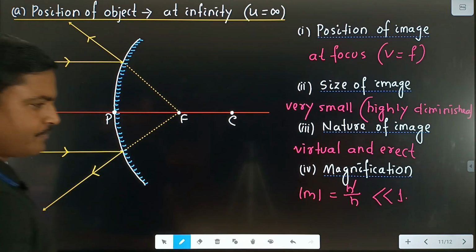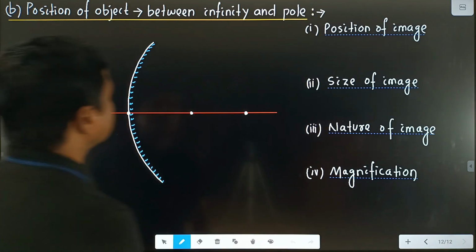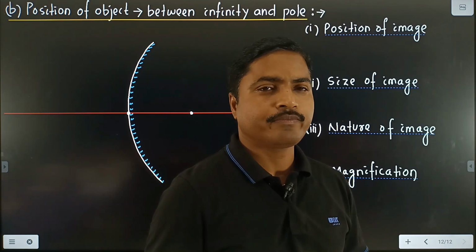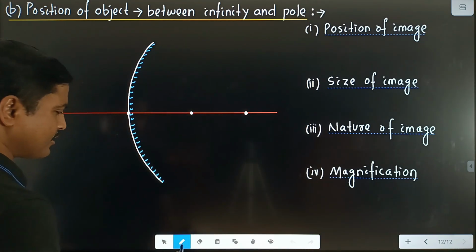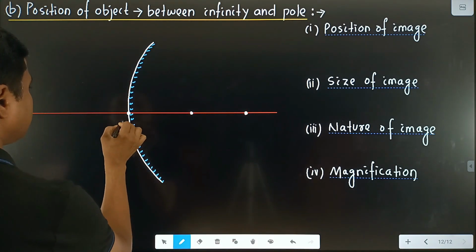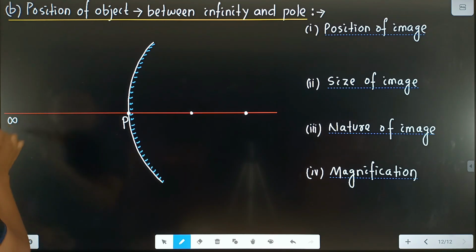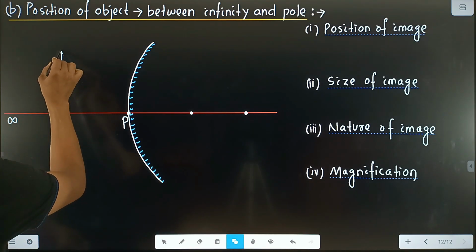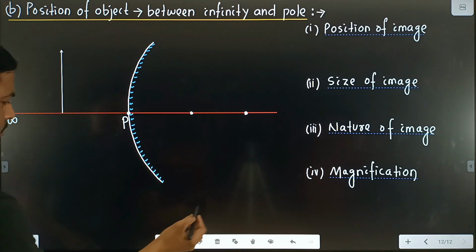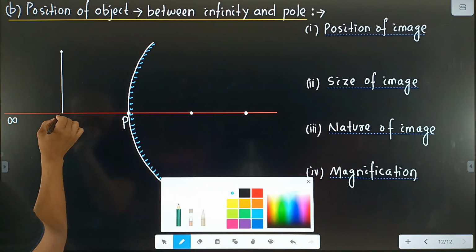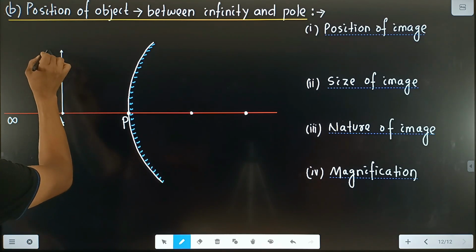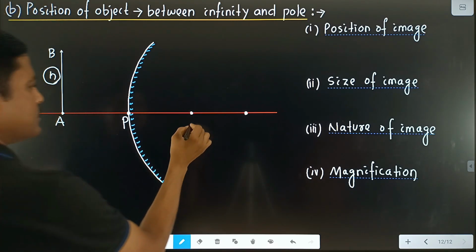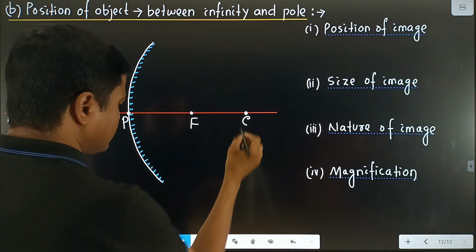And the last case here: object between infinity and pole. If the object is between infinity and pole, we write this point is the pole, and this is infinity. The object is situated in between infinity and pole. Suppose this is the size of the object. For the object we write AB, and for its size we write H. This point is the focus. This point is the center of curvature.